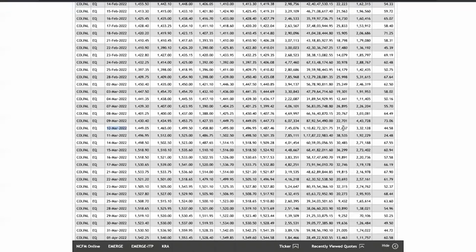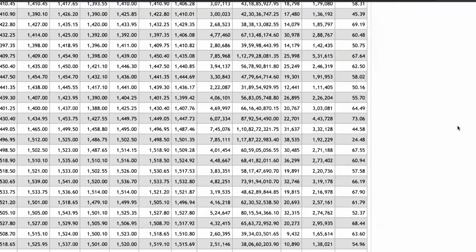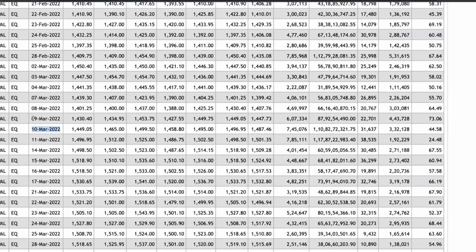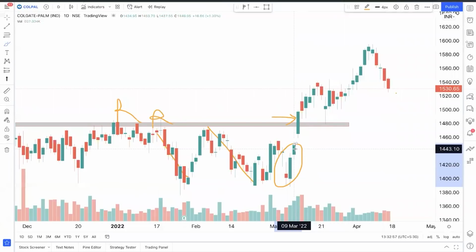Well, exactly a day before that, on 9th March, I'm seeing a delivery percentage that is 73%. And can you see, in the last few days, this much delivery was not taken. So again, if I want to see a clear breakout, and before that I'm seeing a huge delivery percentage along with this kind of strong Marubozu candles, chances are very high that you will get a nice trend out of it.